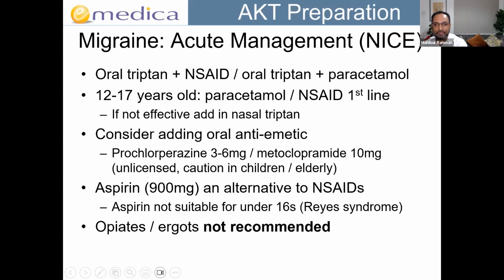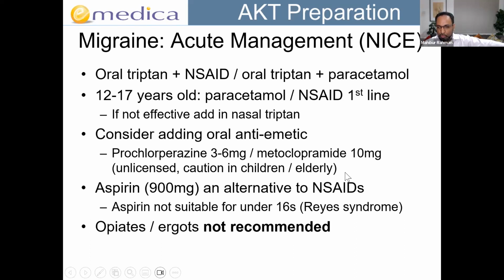All right. And in terms of acute management of migraine, I mentioned this earlier, but just to have it as a recap, for an adult, first line would be a combination of an oral triptan with either an NSAID or paracetamol. For someone 12 to 17, first line would be just paracetamol on its own or NSAID on its own. If that isn't effective, you add in a nasal triptan rather than oral, and then consider adding an oral antiemetic for anyone with migraine, even if they're not being sick.